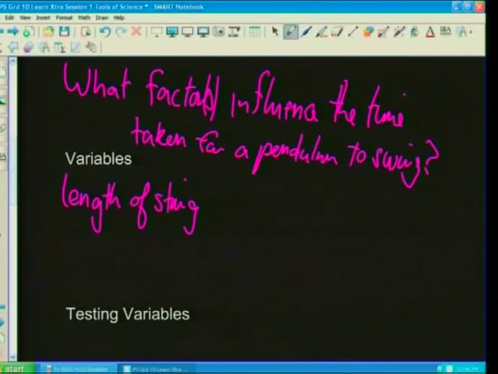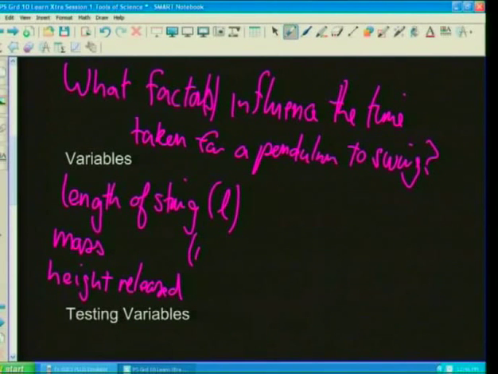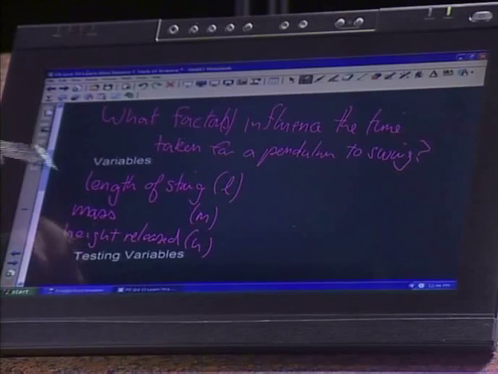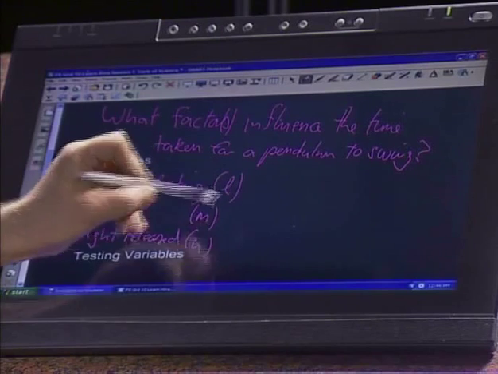The other thing that we could change is the mass of the bob. That's the thing that you're swinging, the mass of the bob. Or you could say, what about the height that you release it from? The height it's released. So here we've got three different variables. I'm going to say length is L, mass is M, and height can be H. So if we're wanting to make some relationship between those, those are the things that we can change.